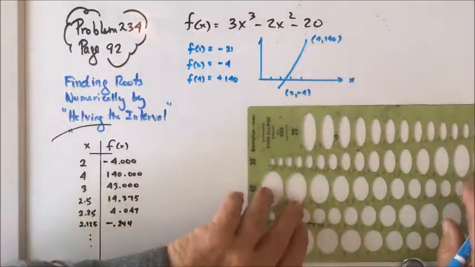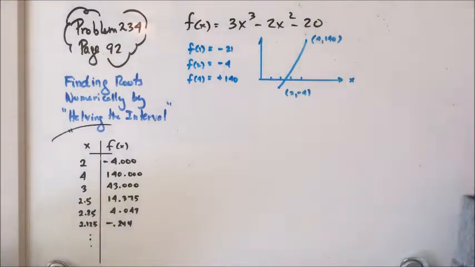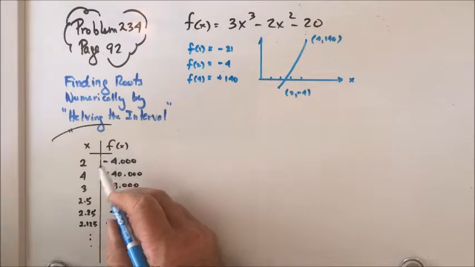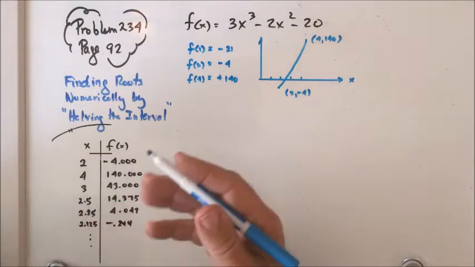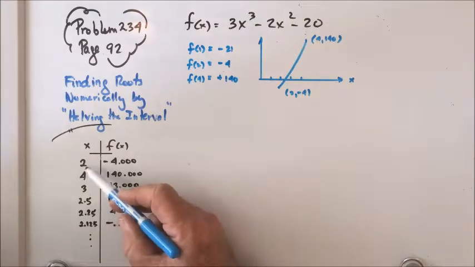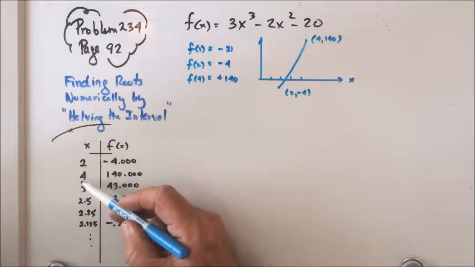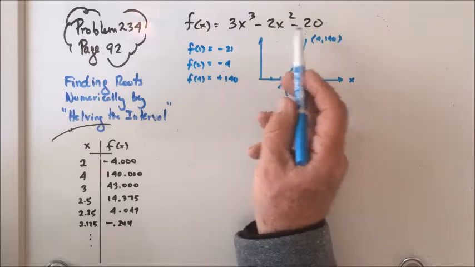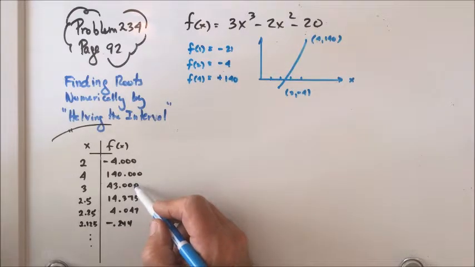So you make use of that fact to just do this. We've calculated f of 2 as minus 4. We've calculated f of 4 as 140. We know somewhere between 2 and 4 there is a root. Let's split the 2 and 4 difference in half and let's see what happens at 3. Let's calculate f of 3. And when I just insert 3 in up here, I get 43.